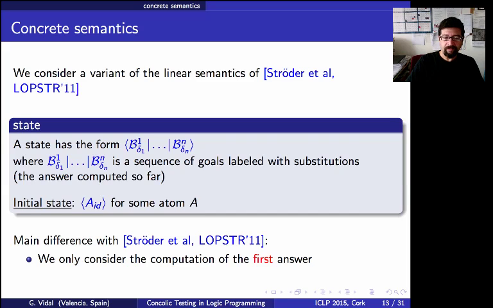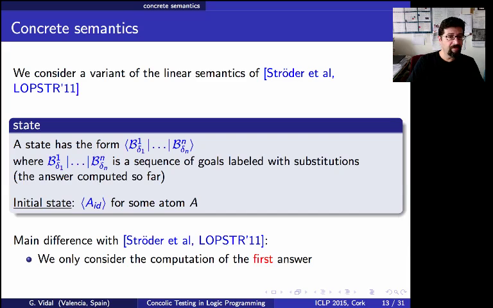The reason is that in real practice, when we have realistic programs, usually the programmer is only interested in the first answer for the initial goal. The first goal is sort of main, and if we have some backtracking, it is in non-deterministic predicates that are not the initial goal. These are somehow hidden in the execution of this program. So that's the reason why our semantics only considers the first answer for the initial goal.